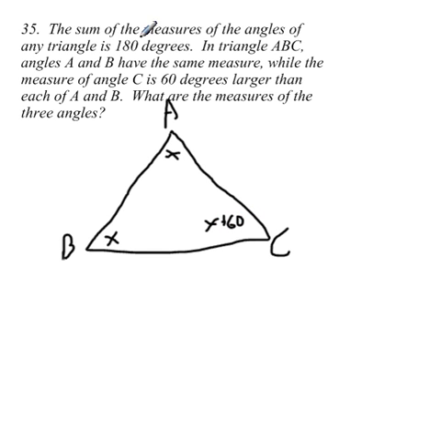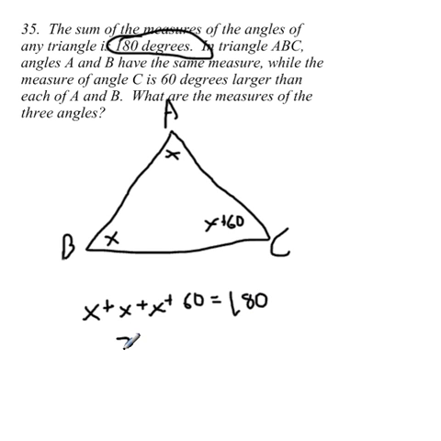Now you know that the sum of the measures is going to be 180 degrees, so work with what you know. When you add up the three measurements, you have x for A, x for B, and C is x plus 60. Since we're adding, it's not important to have parentheses there. We're going to set that equal to 180 degrees.